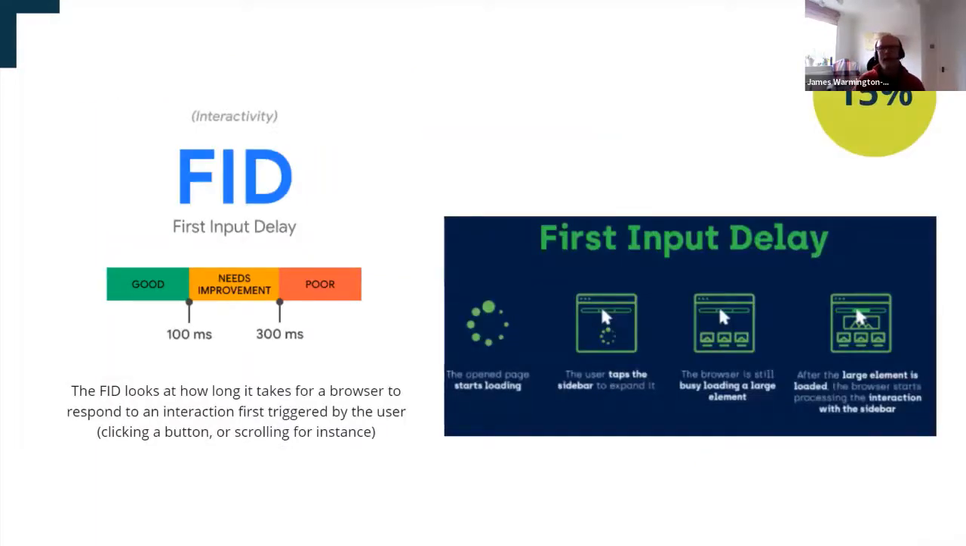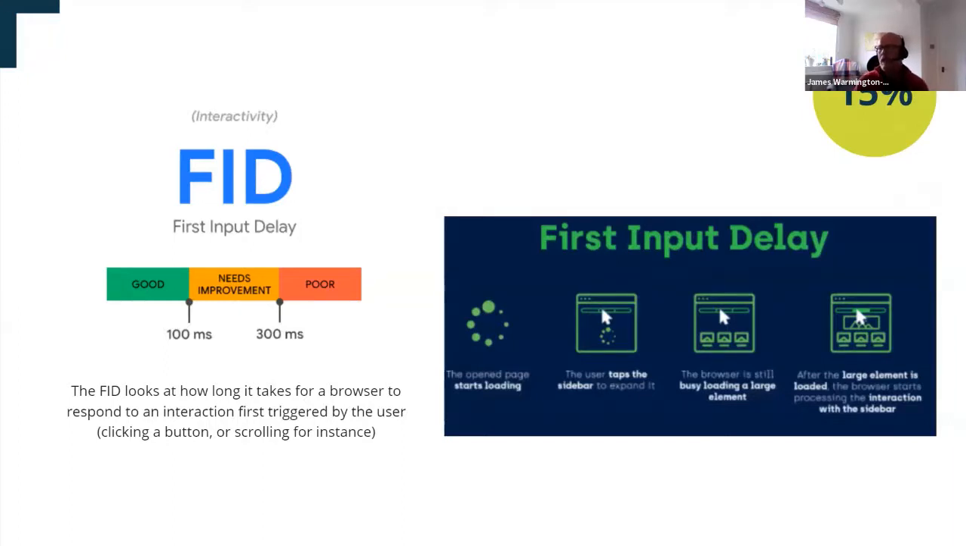First input delay. This basically looks at interactivity. How long does it take for your browser to respond to an interaction first triggered by the user? I mean, we've all been there. You're waiting for the page to load, you want to click on a button, and it won't let you because the page is still busy trying to load itself in the background. Google have brought this in specifically to measure how quickly users can interact with that content.